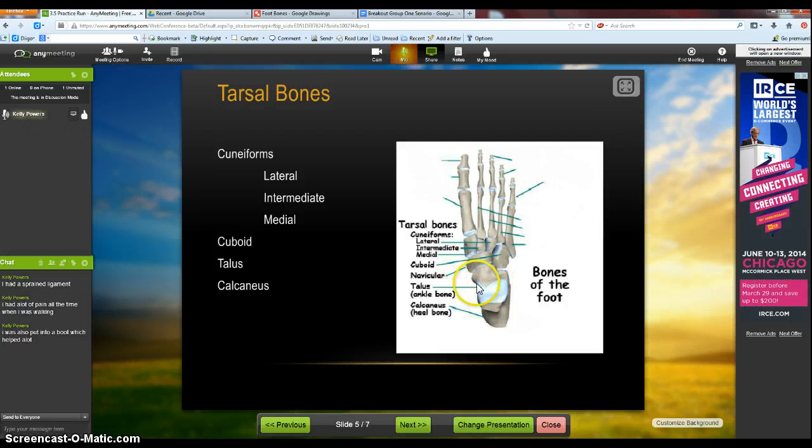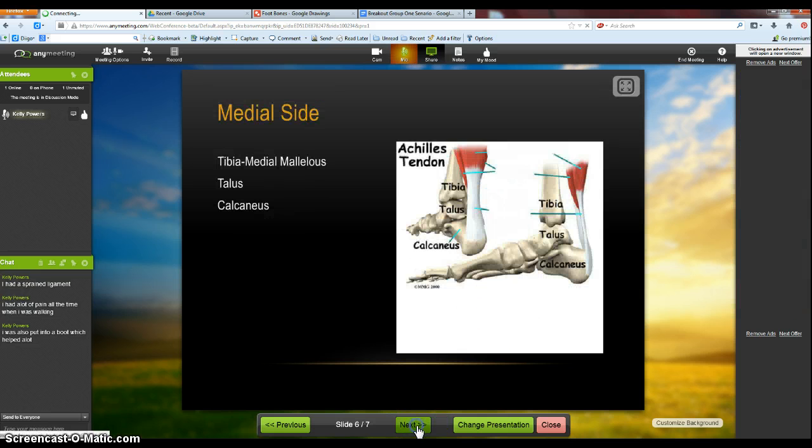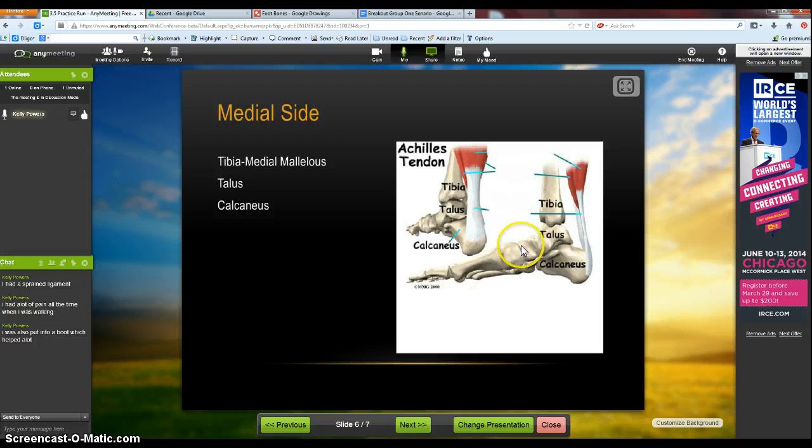The talus right here is one of the main parts in the ankle bone. And then obviously down here, the calcaneus, or most of you probably know it as your heel bone, right there. So let's take another look at a different view. So this will be the medial side, or the inside of your foot. So this would be the big toe right here. Notice how you've got the metatarsal and then only 2 phalanges right there.